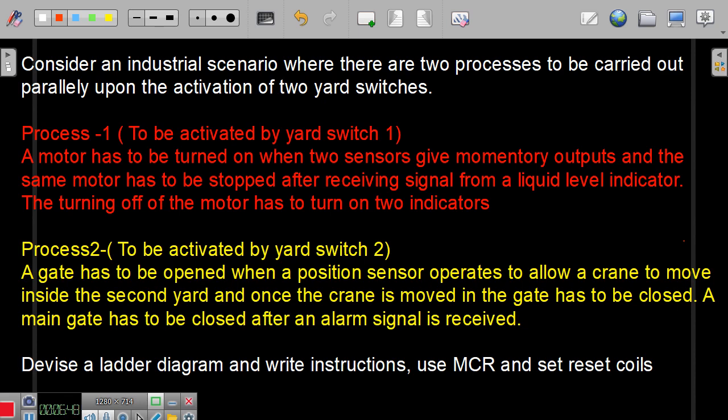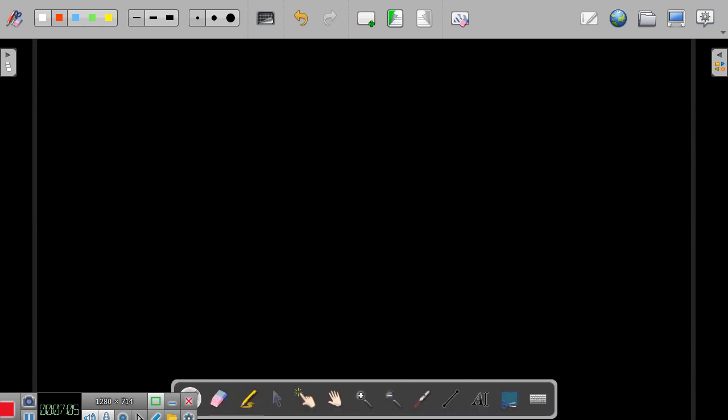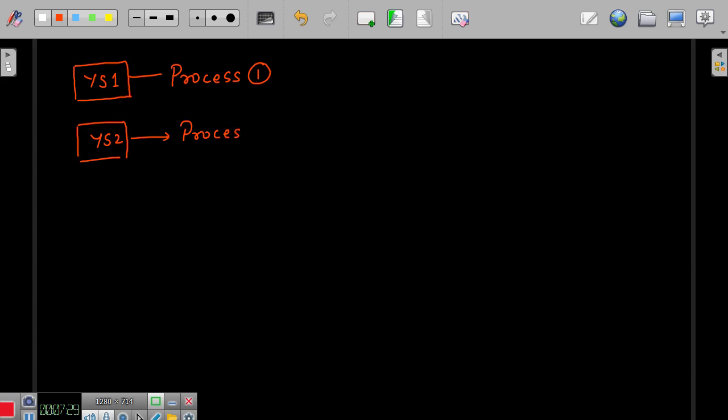So now you have got two yard switches which will take care of the initiation of process 1 and process 2. It may be something like this. So let me call this yard switch 1, YS1, I will write here, and this takes care of process 1. Similarly, yard switch 2 will take care of process 2.